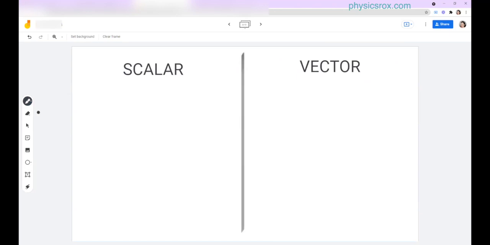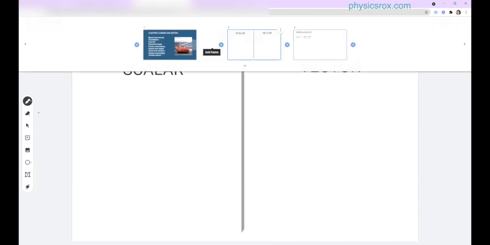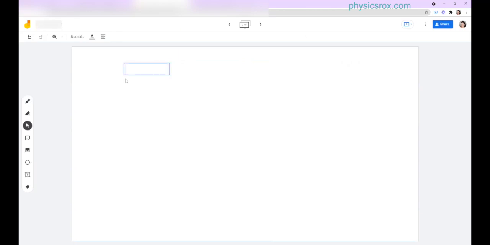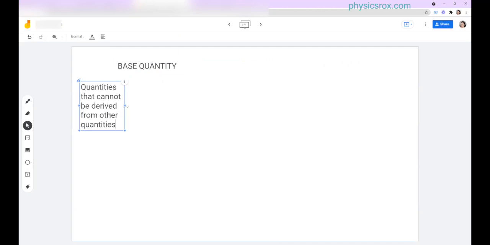Okay, that's a different thing. So maybe the video not clear enough. So no, it's not really that. It's not scalar, it's base and derived. Base and derived are different things. I create another Jamboard for you. Base quantity. Base quantity just means the quantities that cannot be derived from other quantities. It's different, huh?